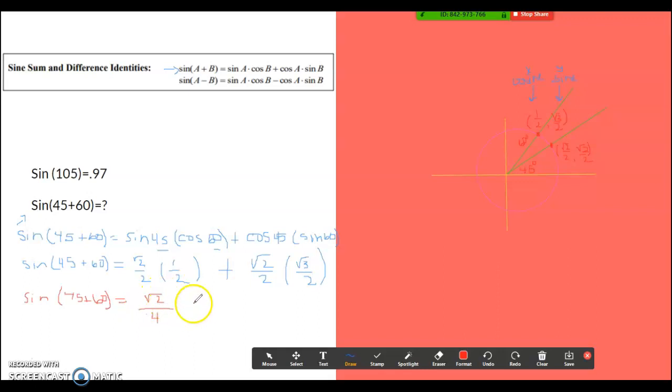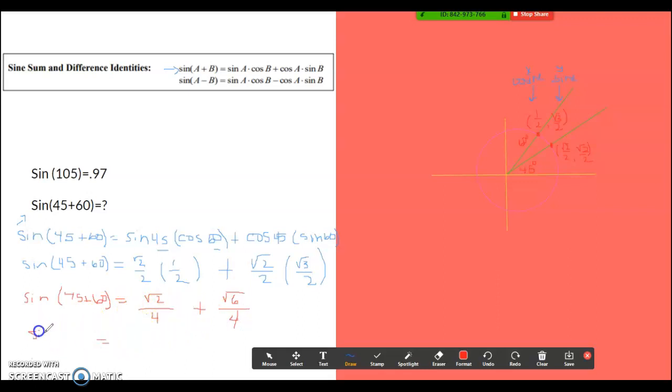So I have radical 2 over 4 plus, over here, radical 2 times radical 3. Remember, because they're both radicals, we can multiply them. So that's going to be radical 6. And in the denominator, 2 times 2 is 4. Now let's add these two expressions together.